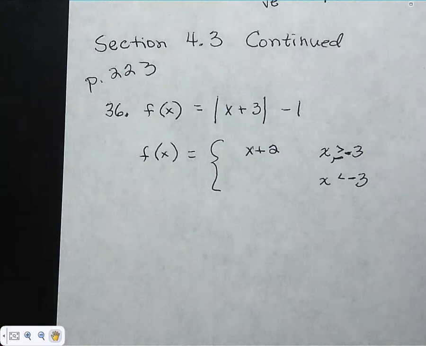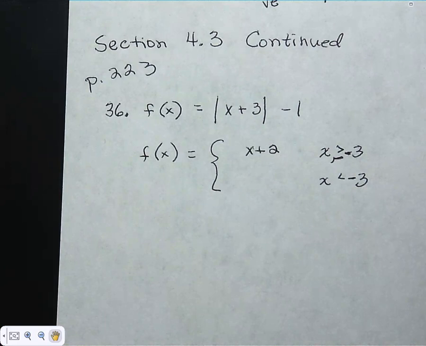Let's say it was just plain old absolute value of x, and you put in a negative 7. What do you get out? A positive 7. How do you describe that relationship between what you put in and what you got out? They're opposites of each other. You put in an x, you get out the opposite of x. So you put in an x plus 3, you get out the opposite of x plus 3.